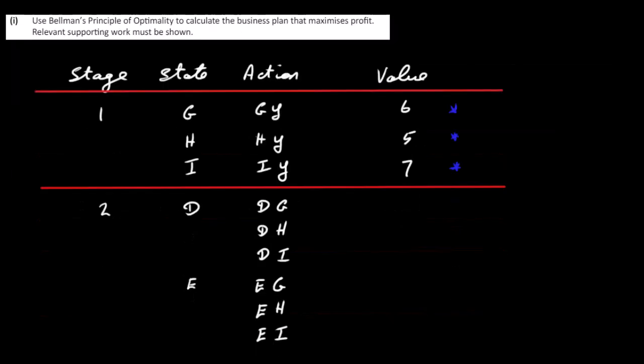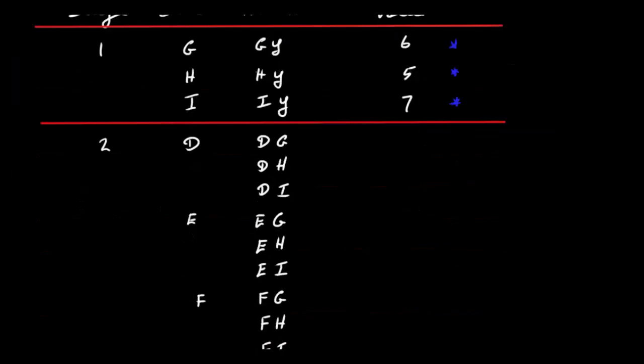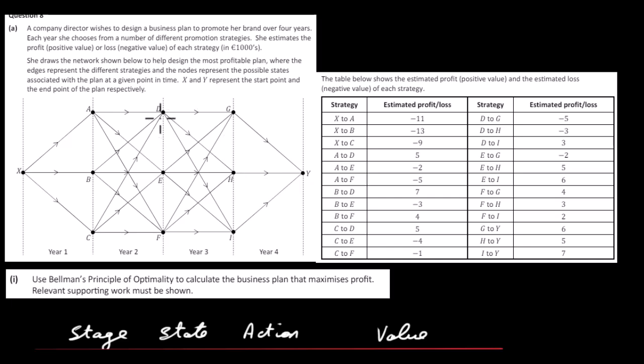If we look at the second stage here, we have D, E, and F. So on the graph here we're looking at D, E, and F. D goes from D to G, D to H, and D to I. E goes from E to G, E to H, and E to I, and F does the same. So we're going to look at all these values.